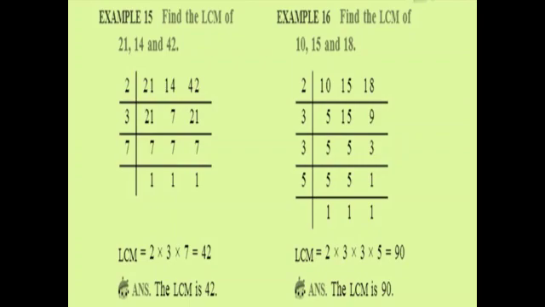See another example. Find the LCM of 10, 15 and 18. First we will start dividing by the smallest prime factor. So the smallest prime factor is 2. So 5 2s are 10. Bring down 15 as it is not divisible by 2. Then 9 2s are 18. Next you will divide these numbers with the smallest prime factor 3. So bring down 5 as it is, then 5 3s are 15 and then 3 3s are 9.